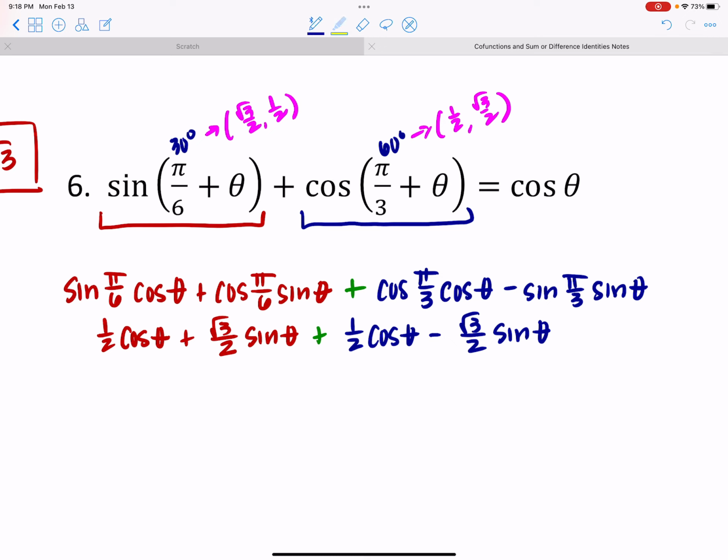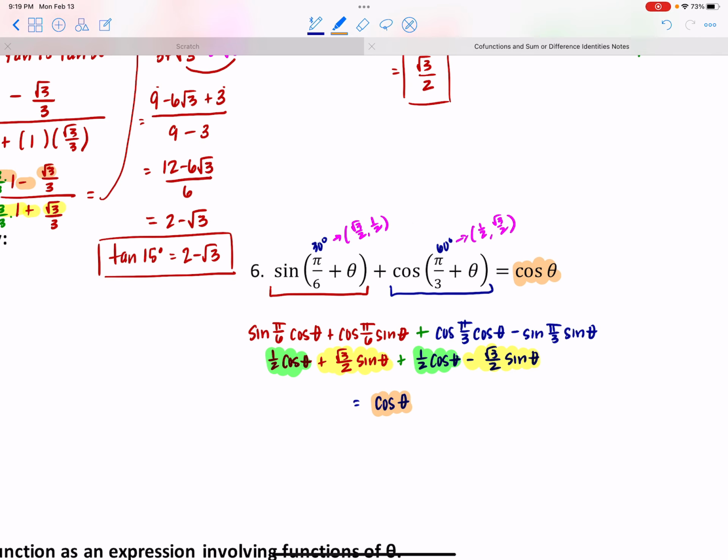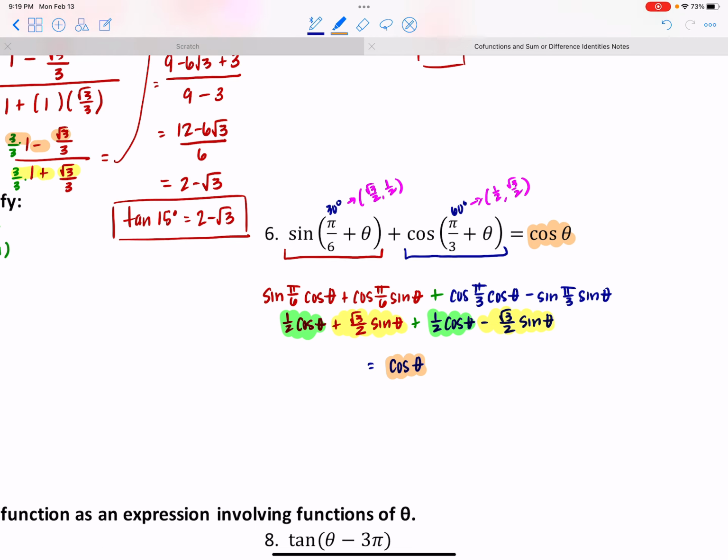And now we have some like terms we can combine here. If I have a positive radical 3 over 2 times sine of theta and a negative radical 3 over 2 times sine theta, those two terms are going to cancel. I can also combine a half of a cosine plus another half of a cosine, a half and a half, making one whole cosine. So cosine of theta, and we did it. We have verified that what we have here is what we have here. Okay? So we can use these identities to evaluate. You can also use them to verify.